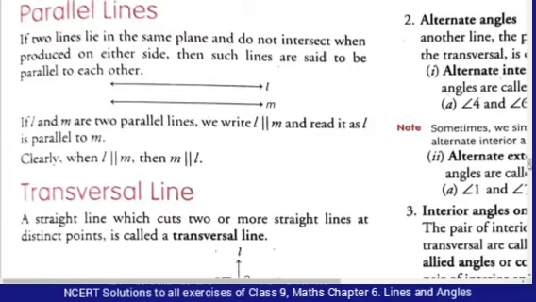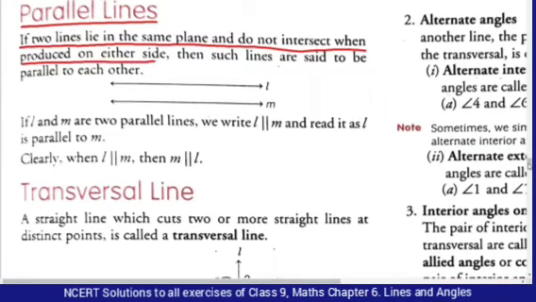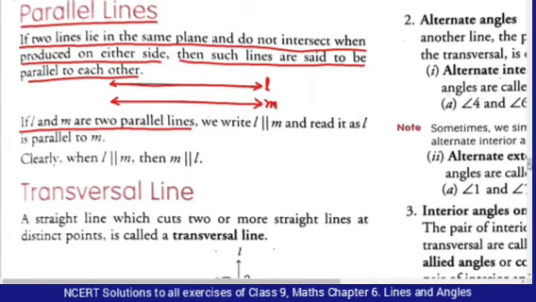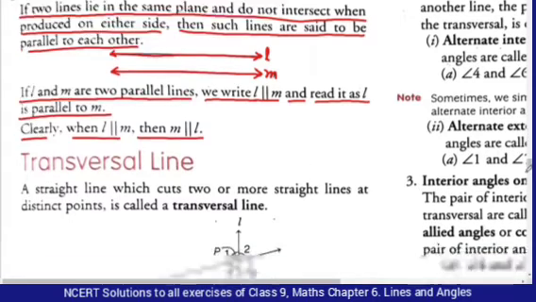Next, what are parallel lines? Already we have seen, if two lines lie in the same plane and do not intersect when produced on either side, then such lines are said to be parallel to each other. So, this is line M and this is line L. Both are parallel to each other. If lines L and M are two parallel lines, we write L parallel to M and read it as L is parallel to M. Clearly, when L is parallel to M, then M is parallel to L.